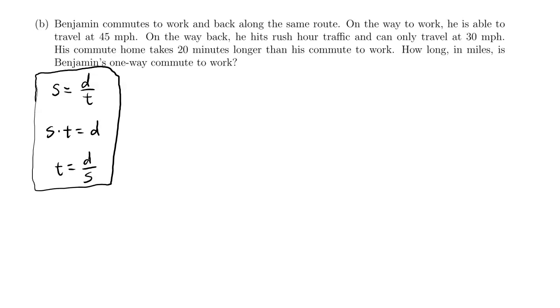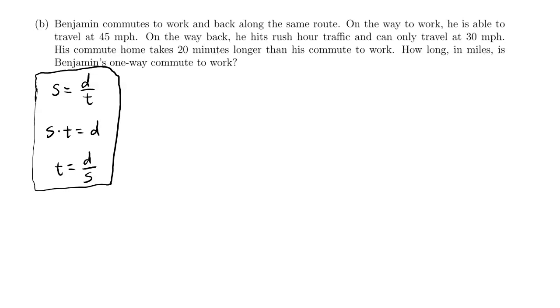Benjamin commutes to work and back along the same route. On the way to work, he is able to travel at 45 miles per hour. On the way back, he hits rush hour traffic and can only travel at 30 miles per hour. And his commute home takes 20 minutes longer than his commute to work. How long in miles is Benjamin's one-way commute to work?